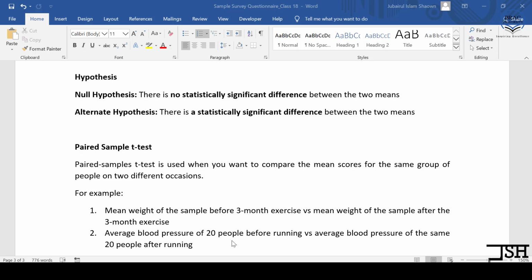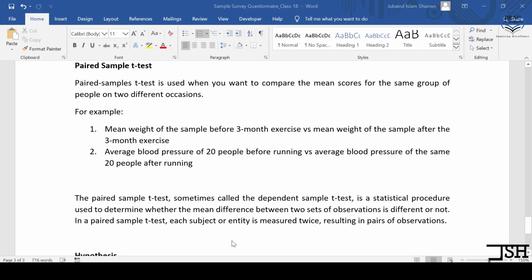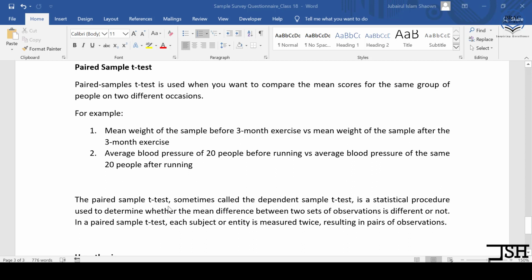Now that you know the basic concepts of paired sample t-test, let's take a look at the formal boring definition. So here it comes. The paired sample t-test, sometimes called the dependent sample t-test, is a statistical procedure used to determine whether the mean difference between two sets of observation is different or not. In a paired sample t-test, each subject or entity is measured twice, resulting in pairs of observations.